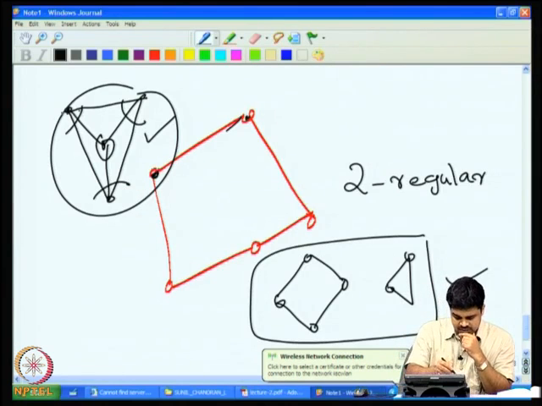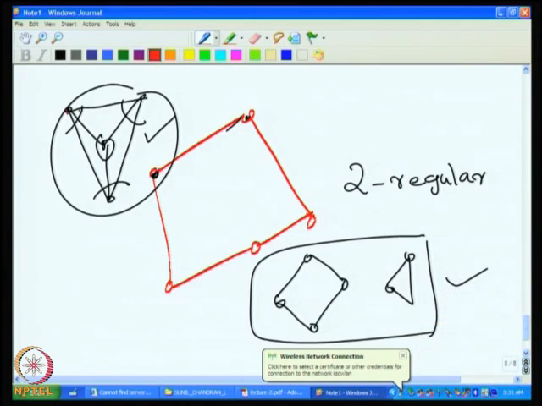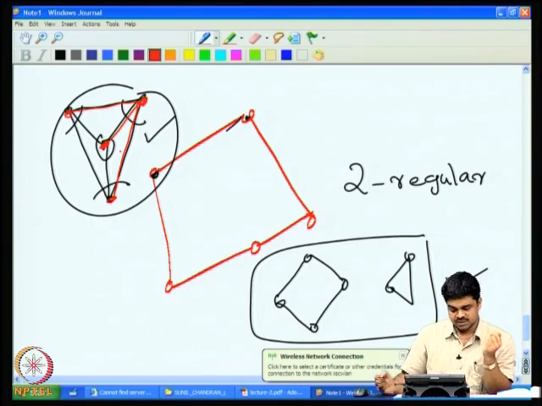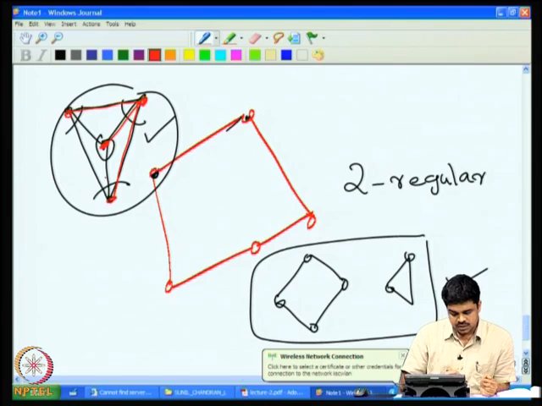For instance, let us take an example here. From this graph, if I try to take a spanning subgraph, I can mark a spanning subgraph here, say this is a spanning subgraph, because this subgraph has all the vertices of the original graph in it, but some edges are missing. But this subgraph here is definitely not a regular spanning subgraph.